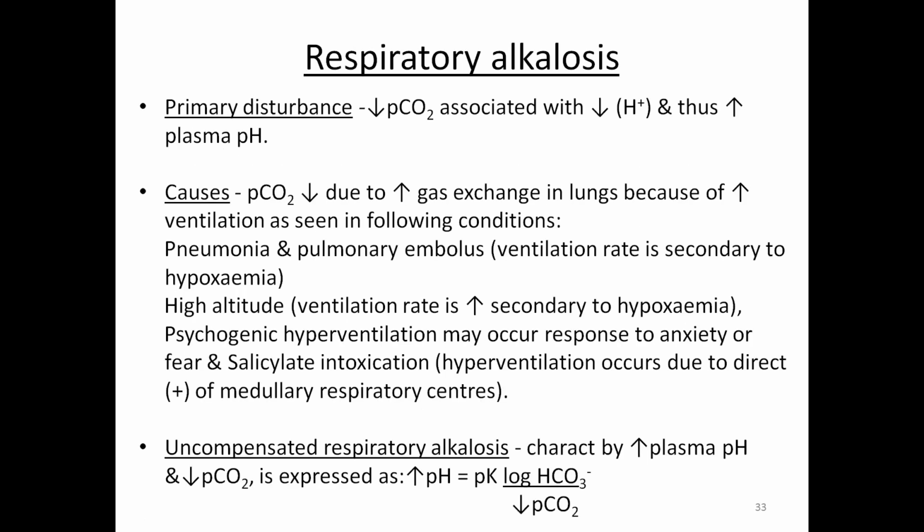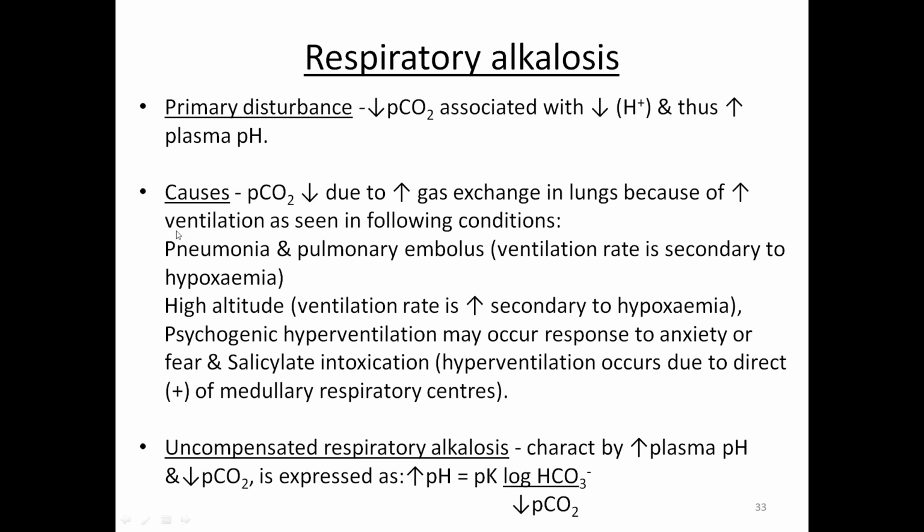Then you have respiratory alkalosis, where the primary disturbance is decreased PCO2, which is associated with a decrease in hydrogen ion and thus an increase in plasma pH. So what are the causes? PCO2 decrease will occur due to increased gas exchange in lungs because of increased ventilation.